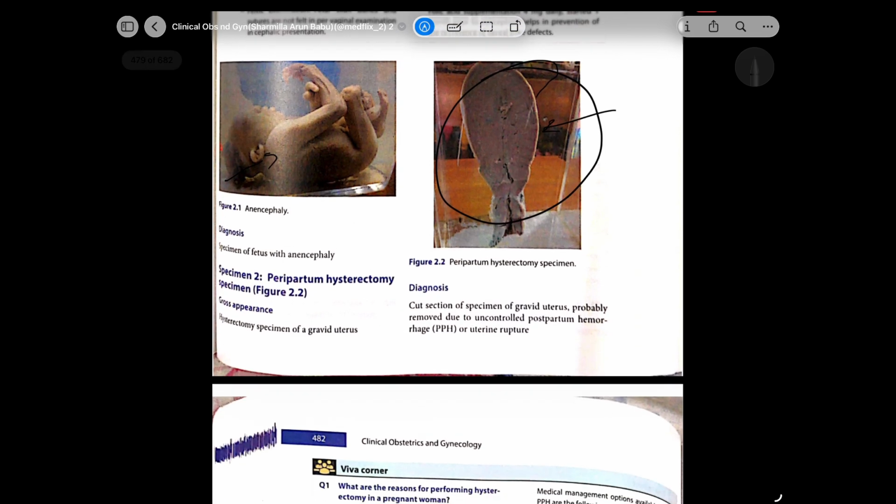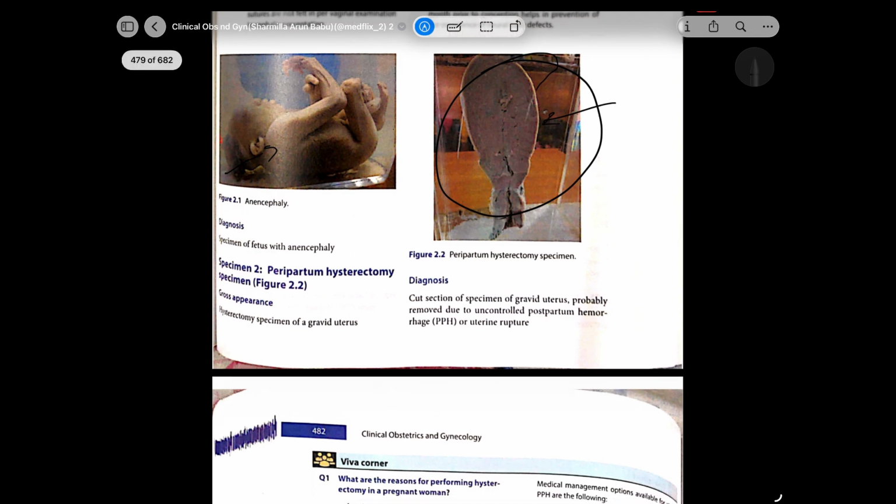Specimen 2. This is the second specimen. Gross appearance is a hysterectomy specimen of a gravid uterus. Diagnosis, cut section of specimen of gravid uterus probably removed due to uncontrolled postpartum hemorrhage or uterine rupture.